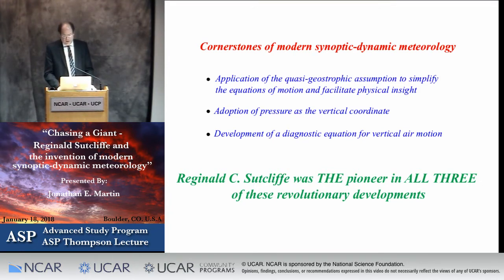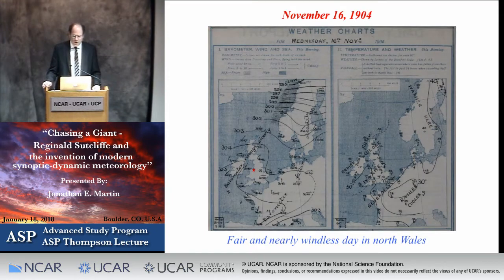So Reggie Sutcliffe was born on Wednesday, I think it was a Wednesday, November 16th, 1904. And it was a rare, fair, and nearly windless day in North Wales. And here's the surface map from that day, and the red star indicates the town of Wrexham, North Wales, where Sutcliffe was born. I sent away to the meteorological office to get this, and they were happy to send it to me, almost for free, postage, I think.